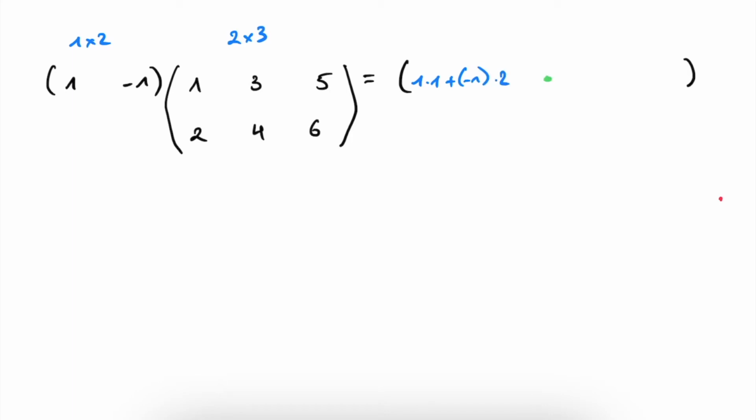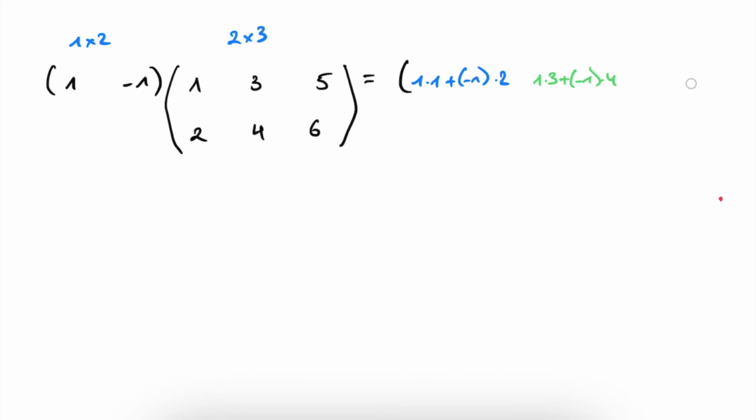For the second element on the first row and now the second column, we'll be looking at the first row and the second column. In the same way, we multiply these two numbers and add the multiplication of these two numbers. And here we get 1 times 3 plus minus 1 times 4. And we get our result.